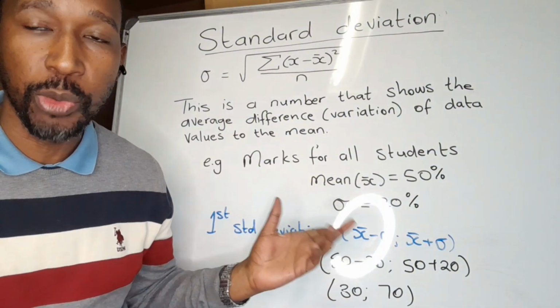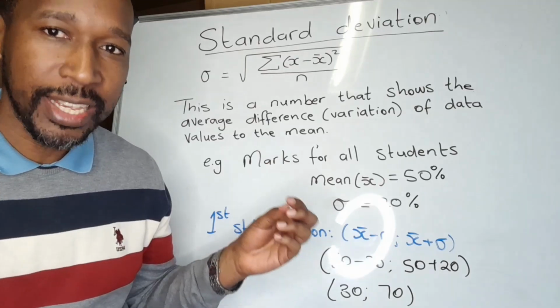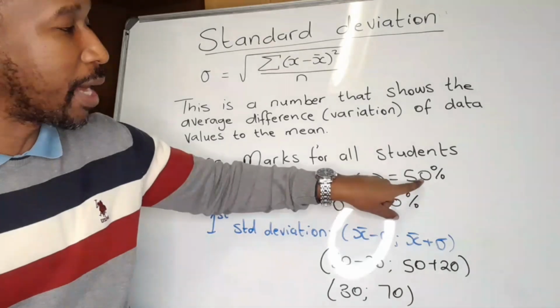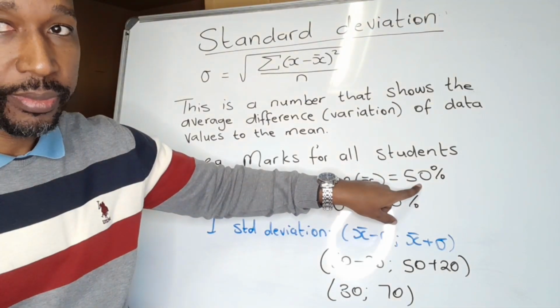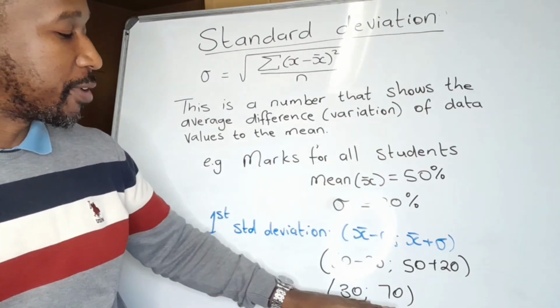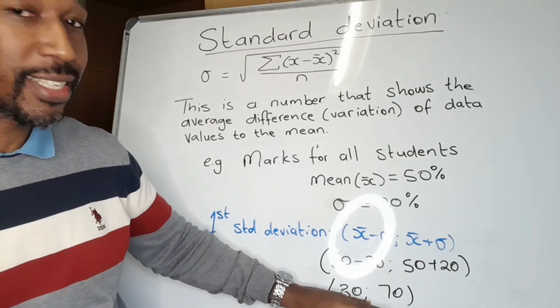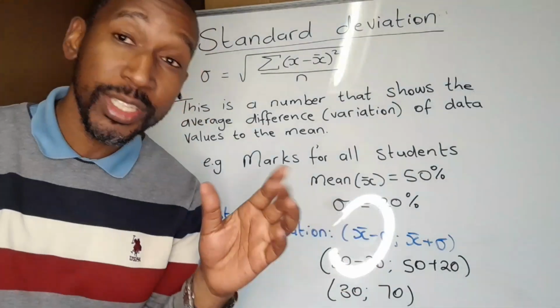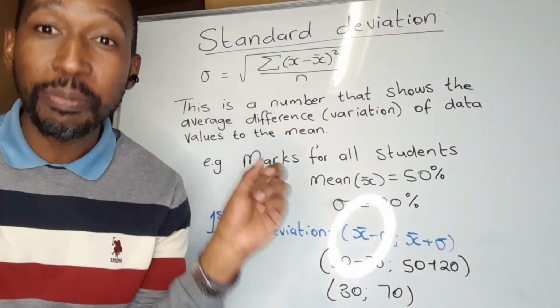In this case, we're dealing with marks. So what we will be expecting is that there will be a lot of students. The majority will be around the 50s, right? Then there's this issue that when you do the first standard deviation, under statistic analysis, we know that about 68 to 70% of data will be in there.